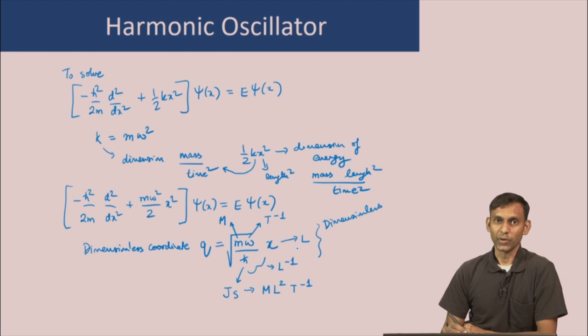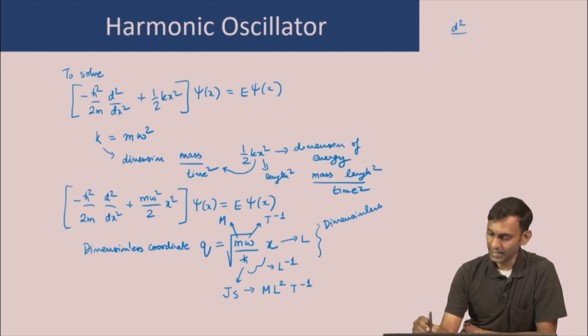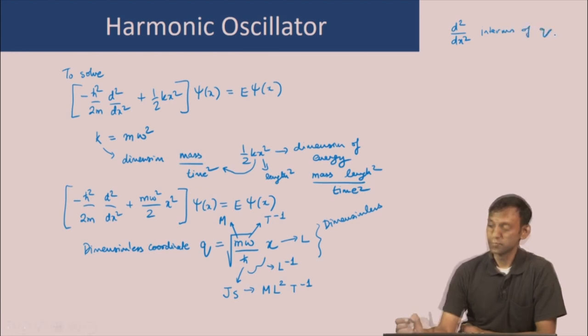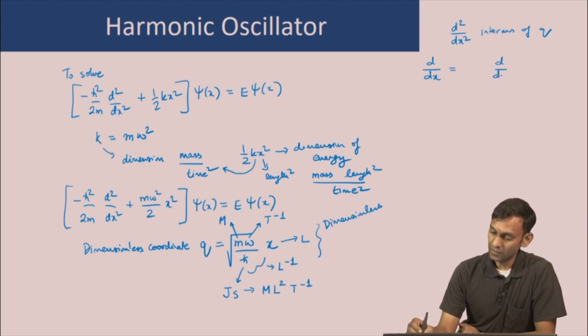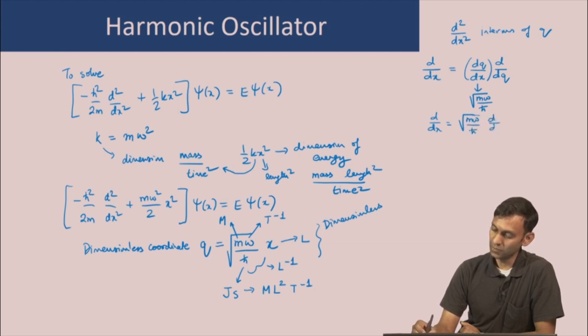We will now write the Schrodinger equation in terms of q, and to do that we need to write d squared by dx squared in terms of q. Let us start by writing d by dx in terms of q. So, d by dx is equal to d by dq times dq by dx, and we know that dq by dx is equal to square root of m omega by h bar. So, d by dx is equal to square root of m omega by h bar times d by dq.